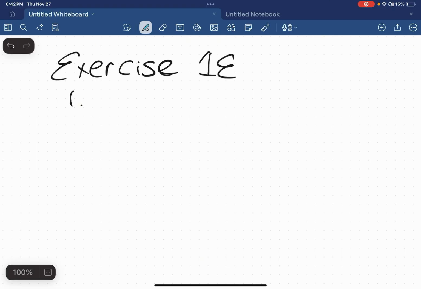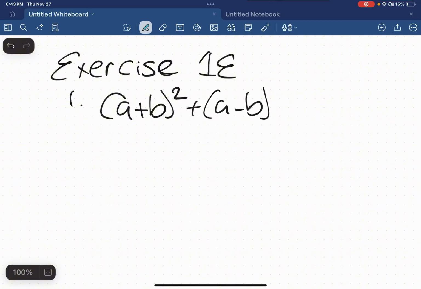All right, so exercise 1E asks us to prove that (a plus b) squared plus (a minus b) squared is equal to 2. Actually, I'll just write this down. It's equal to 2(a squared plus b squared). Okay, we're on to proofs now.